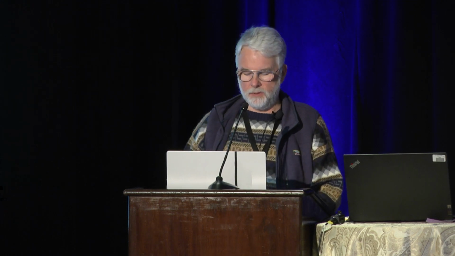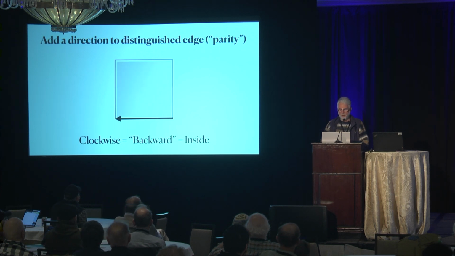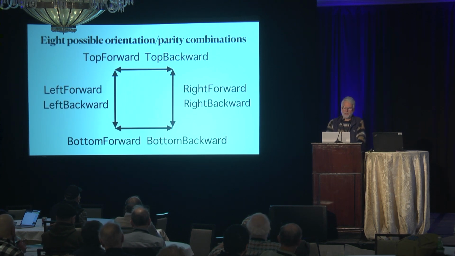And let's take a square. We're going to take a distinguished edge. Here we'll take one of the four. It's the bottom. We're going to impart a direction to it. So if it's counterclockwise, we'll call it forward, and clockwise, we'll call it backward, so that each square has a parity equivalent to being inside or outside of a path. So that means each square has 8 possible states.